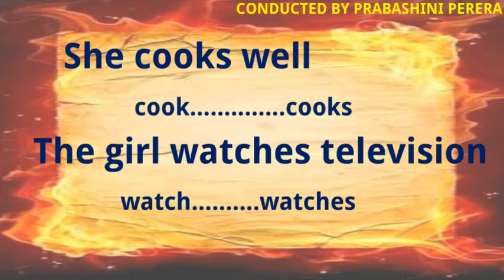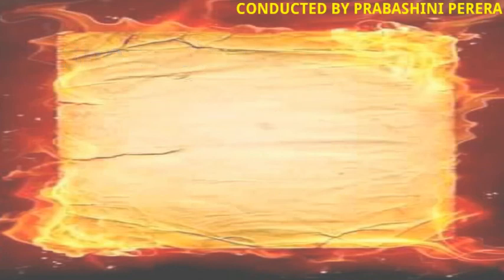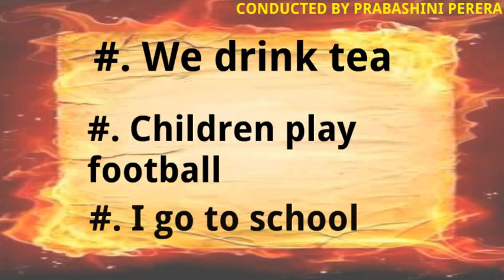Next example. The girl watches television. The girl is a singular subject. Watch is the verb. See the last letters of the verb. They are CH. If the last letters of the verb are X, O, S, double S, SH or CH, we have to add ES at the end. Here you can see the verb has been written as watches. When the subject is plural, no need to make any changes to the verb.